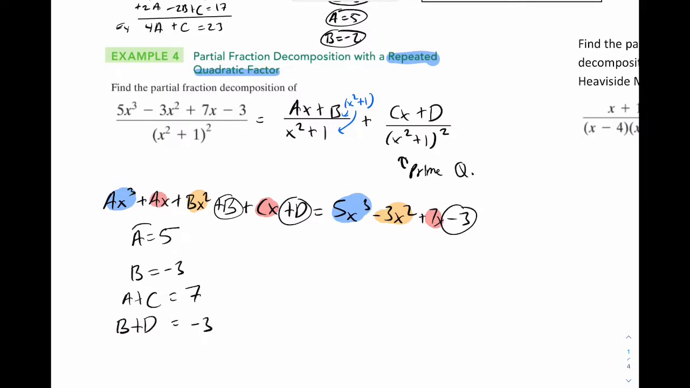But take a look at this. We have a is 5 and b is negative 3. If a is 5, you know c. C has to be 2. And if b is negative 3, and b plus d is negative 3, d should be 0. So we solved that pretty quickly.